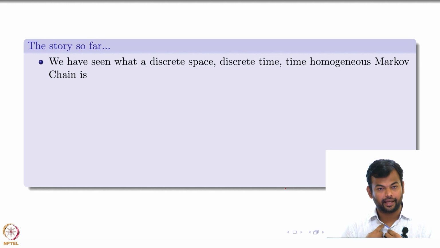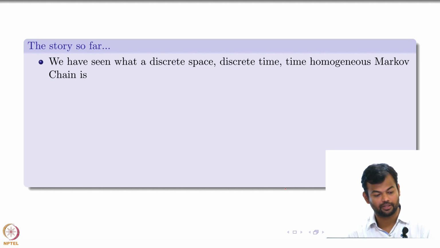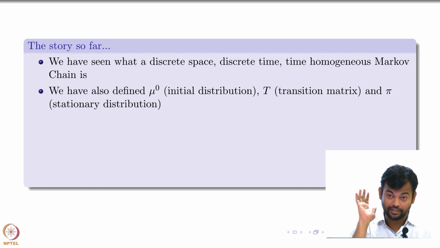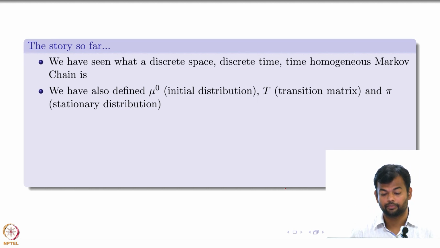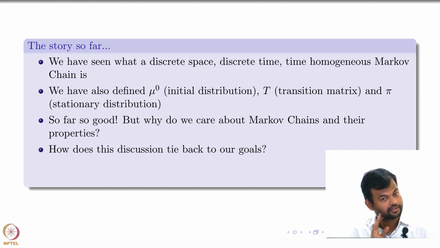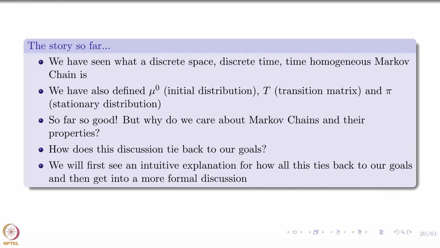Okay, so that ends the first module, and I'll quickly summarize what we have done so far. We have this discrete space, discrete time, time homogeneous Markov chain. We have also defined the starting distribution mu 0, the transition matrix T, and the stationary distribution pi. All this is fine. Why do we care about Markov chains and their properties? This is not clear so far. How does this discussion tie back to our goals? Even this is not clear. So first we'll see an intuitive explanation for why all this is required, and then we'll get into a more formal discussion and then actually make it useful.